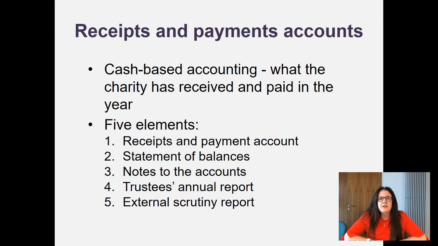Lastly, we have the external scrutiny report. We're going to cover external scrutiny in a bit more detail later on. But at the moment, all I'll say is that external scrutiny is normally an independent examination for a set of receipts and payments accounts. External scrutiny is really just where someone who's independent from the charity trustees will look at the accounts to make sure that they're properly representing what's gone on during the year.